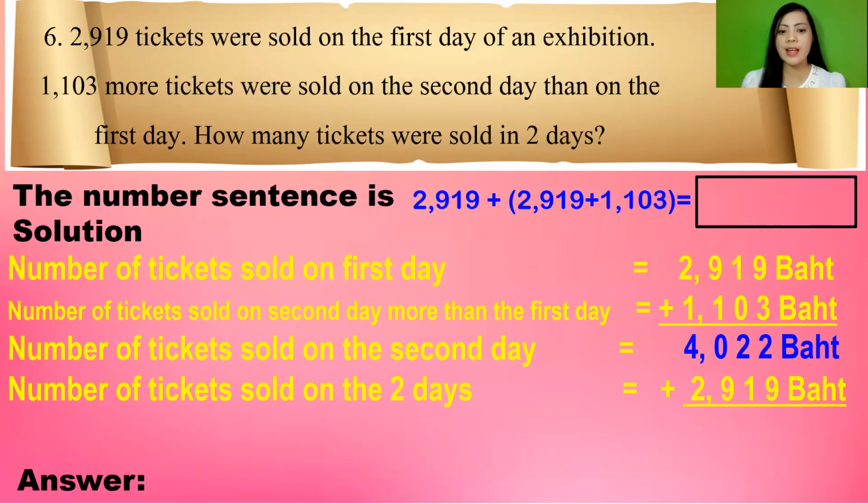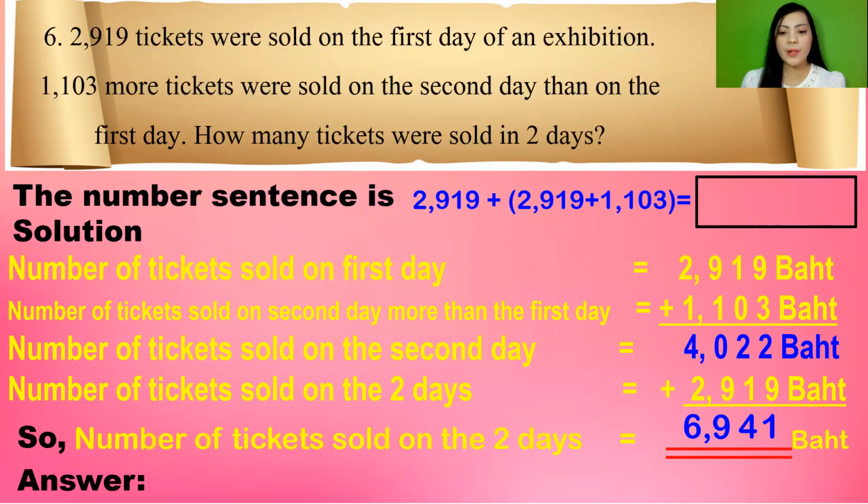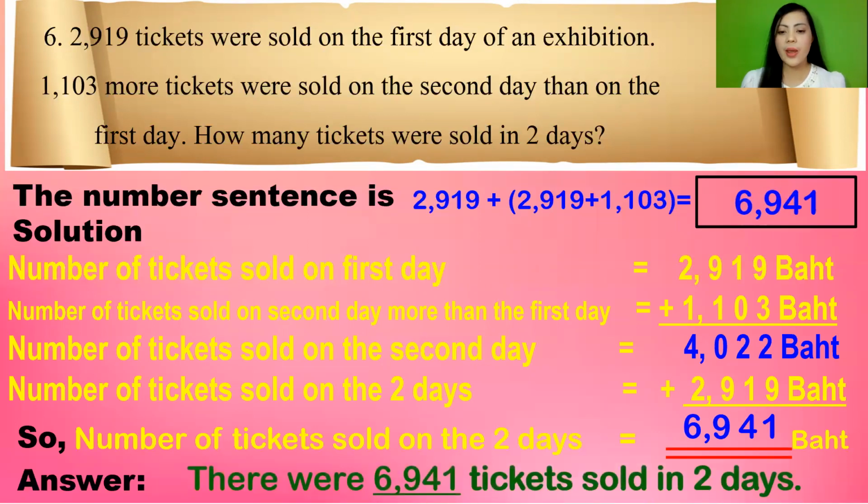All right, so the number of tickets on the second day is 4,022. Now 2,919, that's the first day. So 2 plus 9 is 11. 1, carry 1 right there. So that is 2 plus 1 is 3, plus 1 is 4. 0 plus 9 is 9. 4 plus 2 is 6. All right. So the number of tickets sold in 2 days is 6,941. There were 6,941 tickets sold in 2 days. Okay, I hope you get the correct answer.